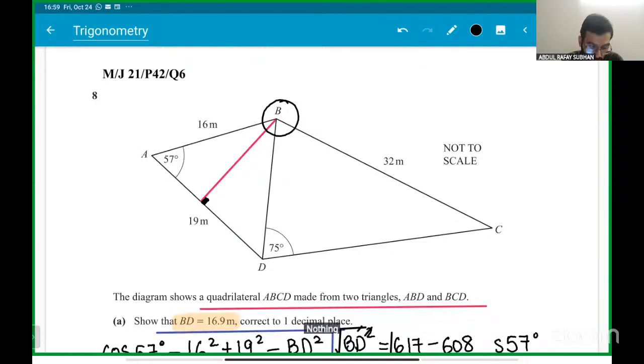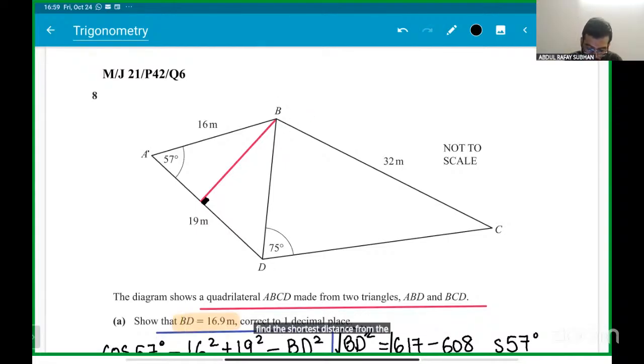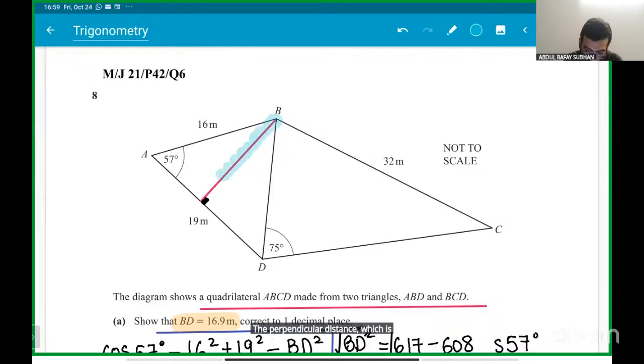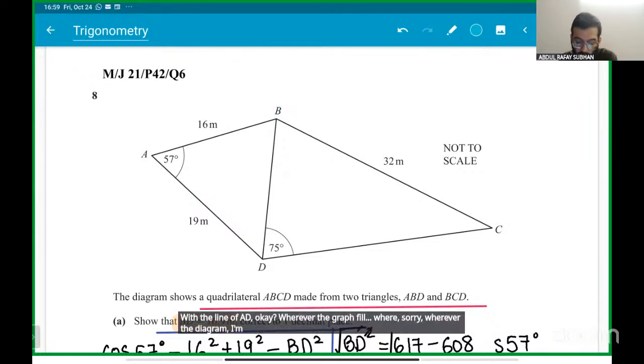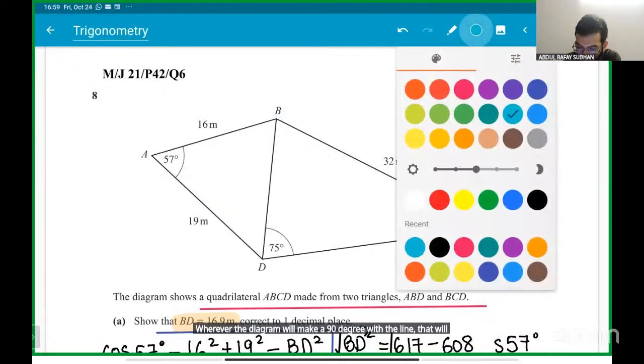Nothing difficult, nothing tricky at all. Find the shortest distance from the point B to the line of AD. It will always be the perpendicular distance, wherever the diagram will make a 90-degree with the line of AD. That will be our shortest distance.